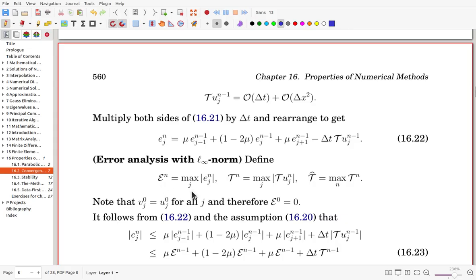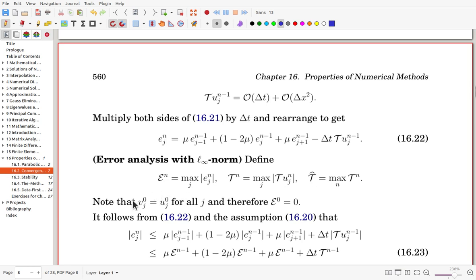For convenience, we define these quantities. E^n is the maximum of the errors at each grid point, taking the absolute value and then the maximum value. So basically this is the maximum norm of the error on the nth level. In the same way for the truncation error, we define T^n, and taking the maximum over all T^n we get T hat.